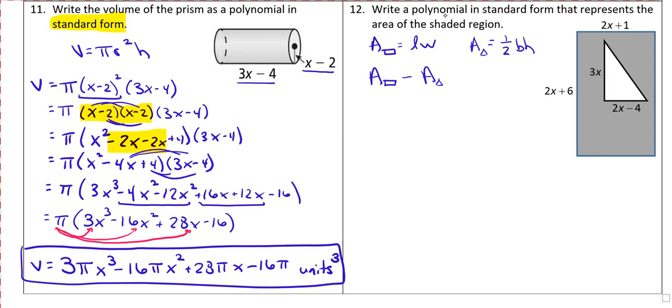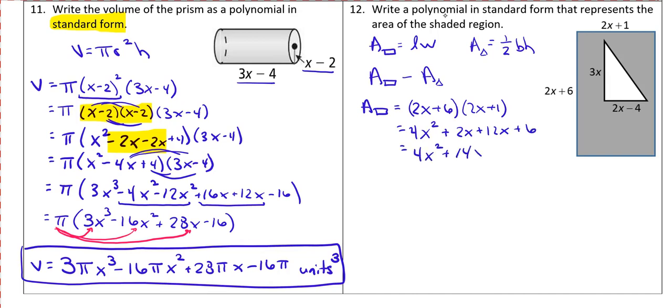So let's find our values first. Let's find what the area of the rectangle is and the area of the triangle is, and then we can do our subtraction. So our area of the rectangle is going to be 2x plus 6 times 2x plus 1, which when we multiply this out, and hopefully you're getting a little better at multiplying by now. Okay, this one I probably would not do the box method on, but you can. So that's my area of my rectangle.